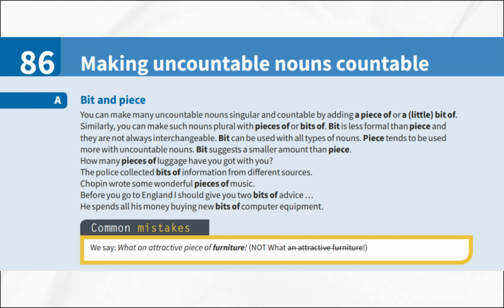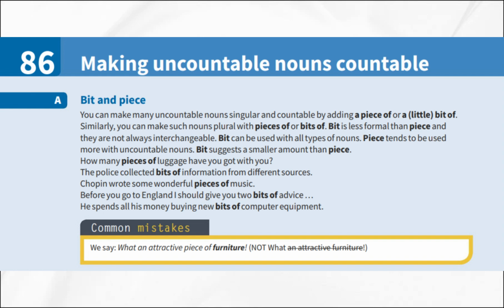Bit and piece. One of the most common ways to make uncountable nouns countable is by adding a piece of or a bit of. Similarly, you can make such nouns plural with pieces of or bits of. Bit is less formal than piece, and they are not always interchangeable. Bit can be used with all types of nouns, while piece tends to be used more with uncountable nouns. Generally, bit suggests a smaller amount than piece.